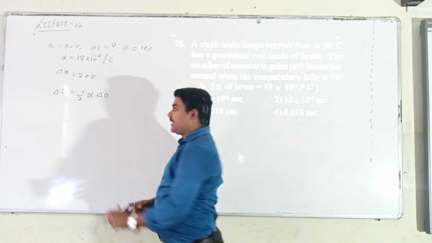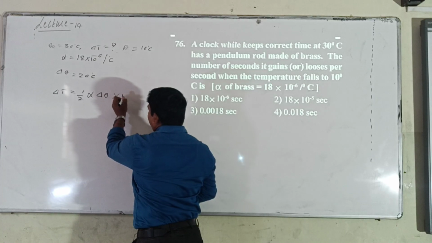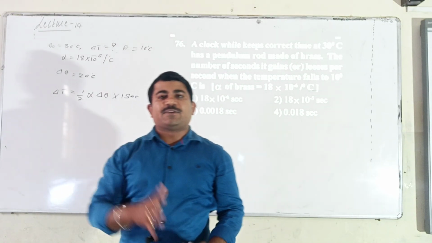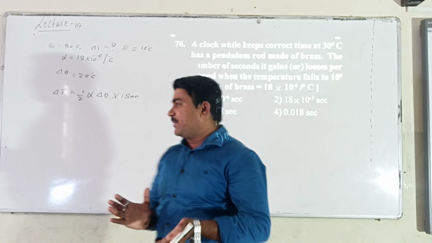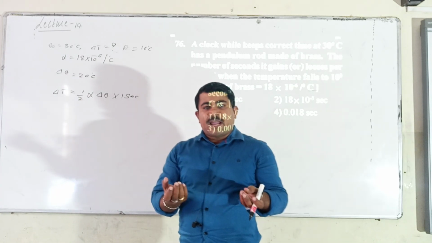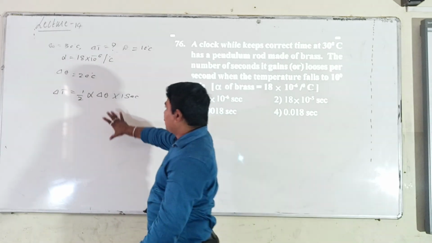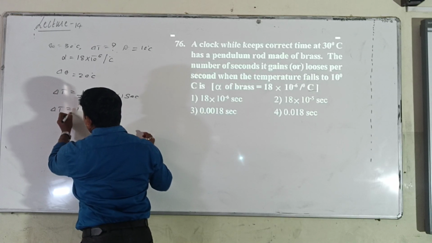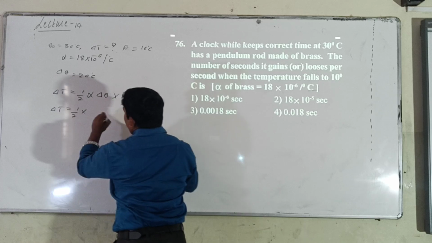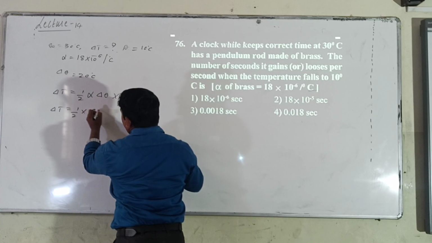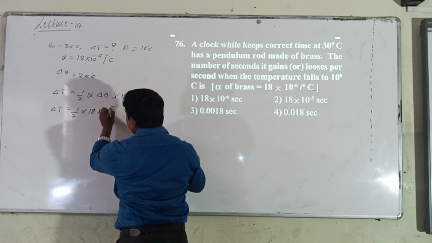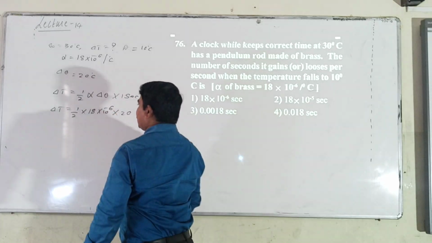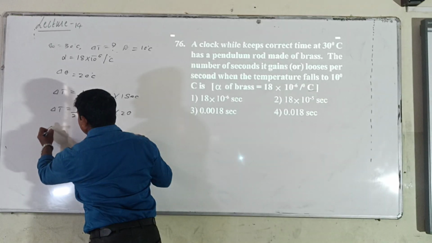Per second it is for what? For 1 second. For the number of seconds you can put that value, for 1 second. See here, what has been given? Loss of time or gain of time can be given by using this formula. Half alpha, what is the alpha value? 18 into 10 raised to minus 6, into delta theta, how much? 20. Right. Just simplify this.